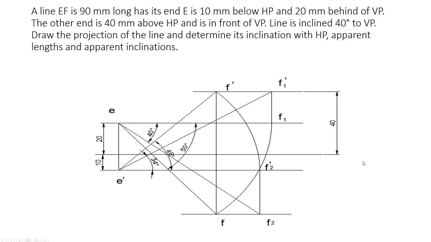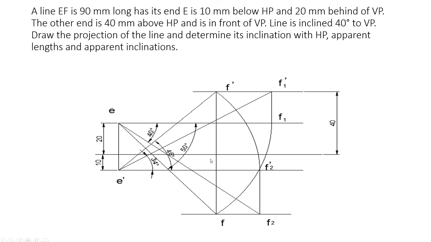On observation, you can see that E dash F dash line and EF are the distance between end projectors, and these two lines will be parallel. Now you want to find the apparent length. Apparent length will be the length of the front view, that is E dash F dash, and length of the top view EF. So measure this E dash F dash and EF.